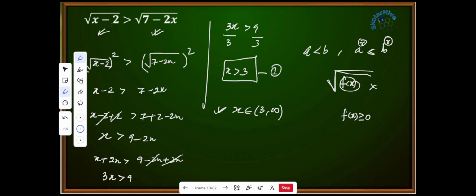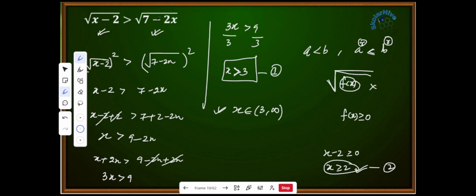Now look for the domain of both expressions, x minus 2 as well as 7 minus 2x. So this square root of x minus 2 is defined if this x minus 2 is greater than or equal to 0. So once you solve this, you'll get the values of x to be greater than or equal to 2. Means for this expression to be defined, the values of x should be greater than or equal to 2. And by squaring both sides, we are getting the value of x to be greater than 3. So just mark this as the second result.